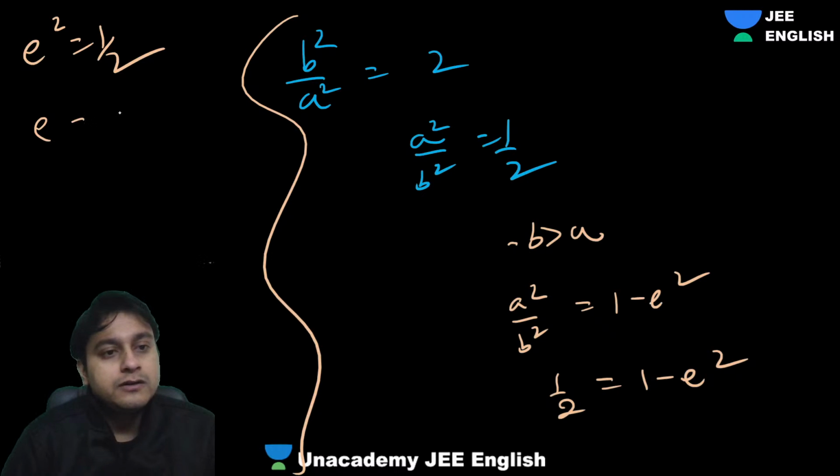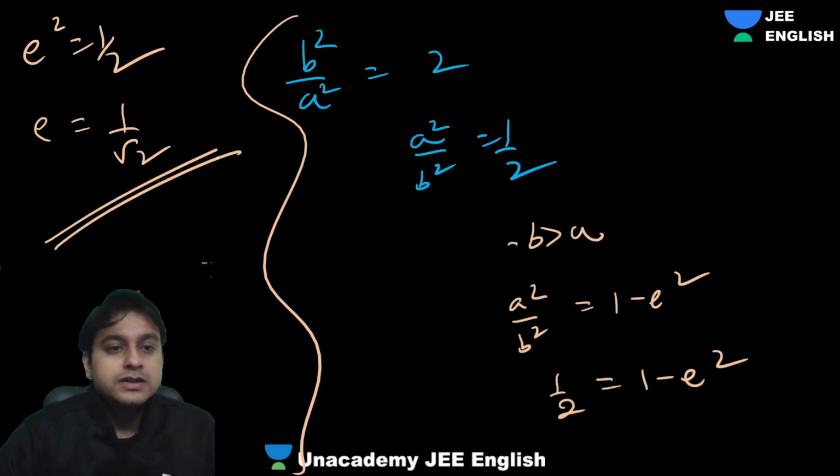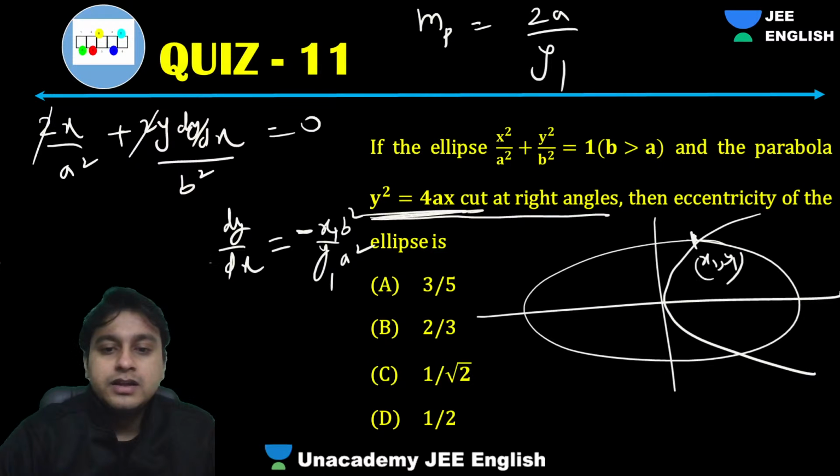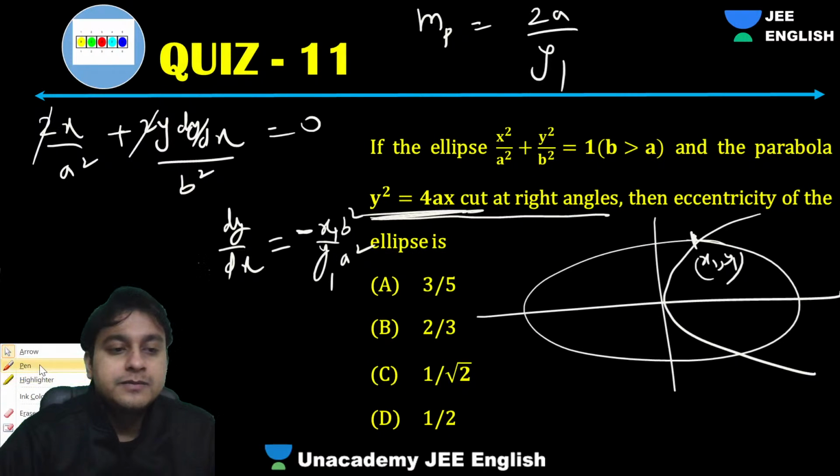E will be equal to what? 1 by root 2. That's it. Got it? E will be 1 by root 2, and that is our eccentricity. Over.